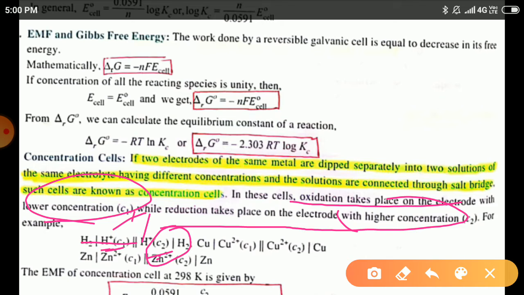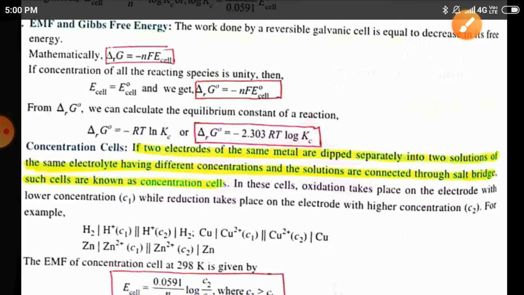Similarly, in another concentration cell, copper is taken as the electrode. Here C1 is the lower concentration, and on that electrode oxidation takes place. In that condition, copper is converted into copper ion, and at the cathode, copper ion is converted into copper, meaning reduction takes place. In that situation, the concentration is C2. So here again the concentration C2 is more as compared to concentration C1.